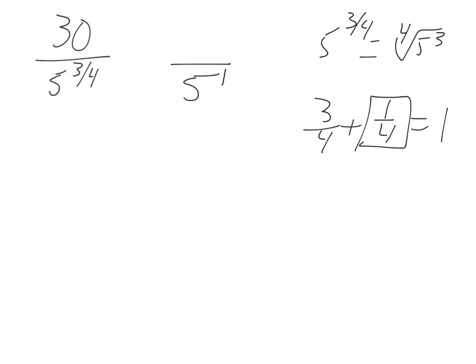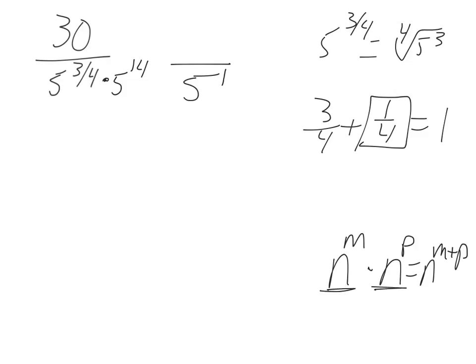So in order to get that, we're going to multiply this by 5 to the 1/4. Because way back when, if you remember, if I have a number to some exponent times that same number to a different exponent, I just add those together. So that was one of the rules. If you have two numbers or two variables that are exactly the same and they have exponents, then you just add their exponents, and that would be your answer.